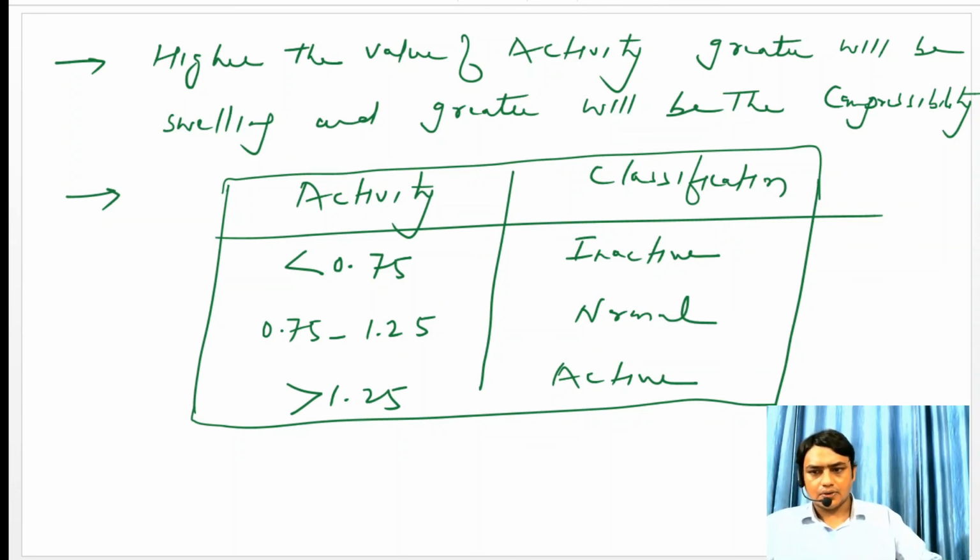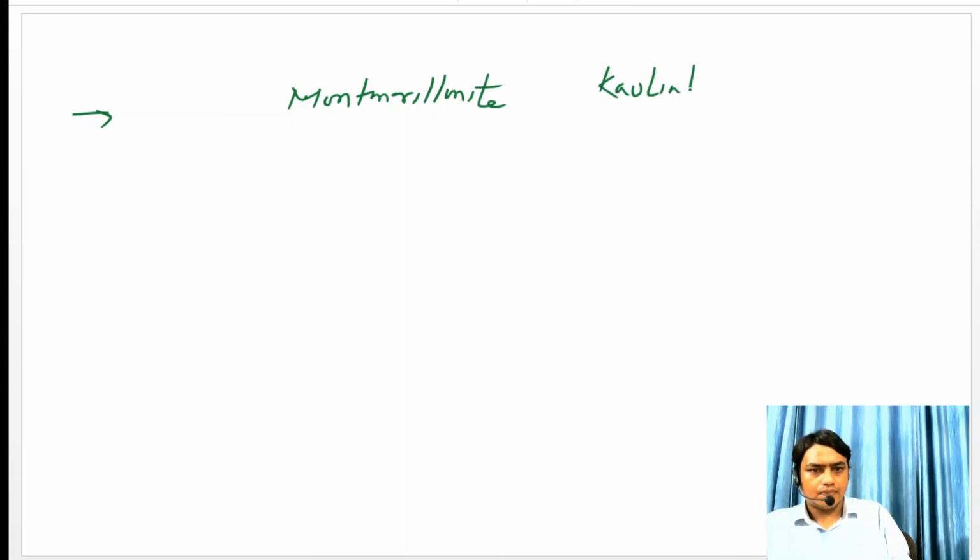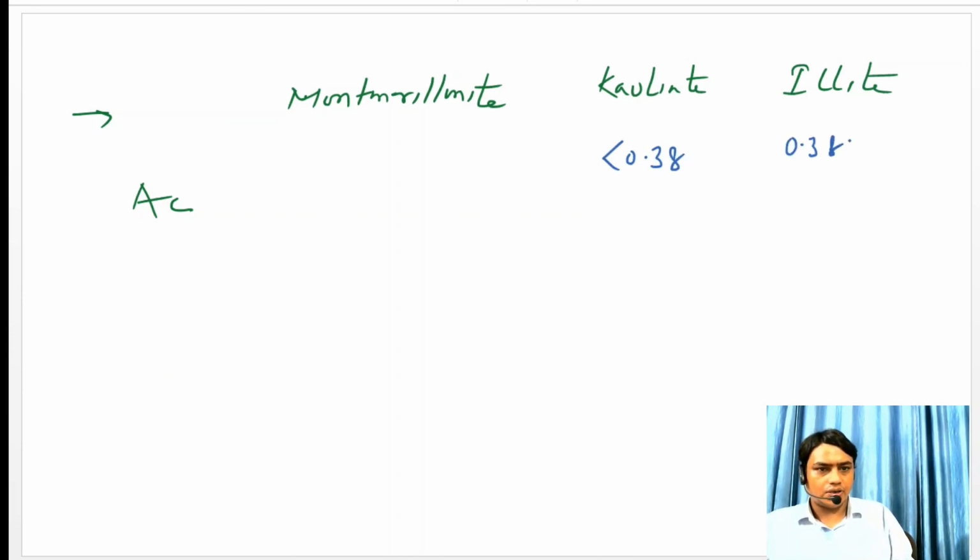Similarly, if I correlate the value of activity, there are three types of mineral, like montmorillonite, kaolinite, and illite. For kaolinite, the value of activity is less than 0.38, and for illite it is 0.38 to 0.9, and for montmorillonite it is 0.9 to 7.2.